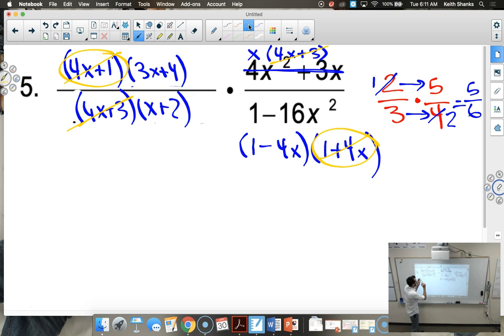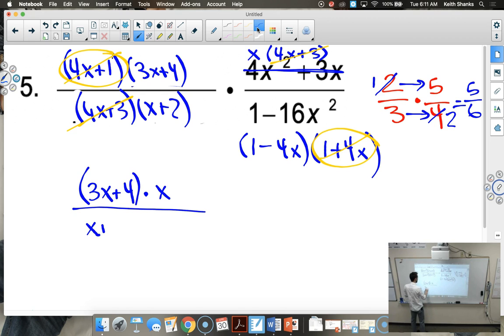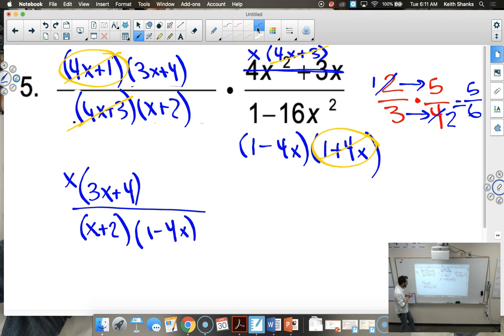Okay. So what I'm left with, after all of that, I've got 3x plus 4 times x, that's on the top. Okay, I'm going to put these in parentheses, over x plus 2 times 1 minus 4x. And that's basically your answer. I typically would write the x out in front here. All right? But that's your answer. You've simplified it as much as you can. There's nothing else that you can kind of cross out or cancel out. So hopefully that's not too bad.